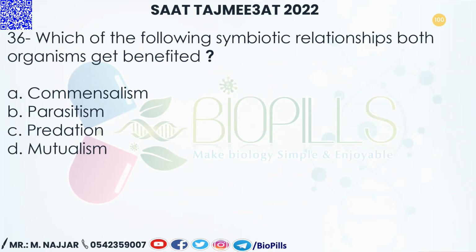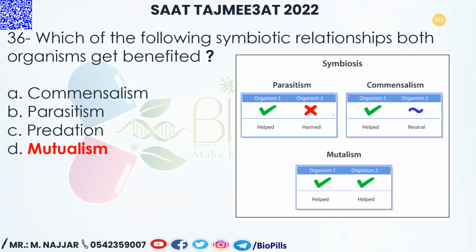Question number 36. Which of the following symbiotic relationships both organisms get benefited? A, commensalism, B, parasitism, C, predation, D, mutualism. That's very, very easy. And yes, of course, the answer here is the mutualism. Yes, both get benefited, benefit exchange. It is mutualism. Yes. So here is another diagram in order to ease the process of understanding.